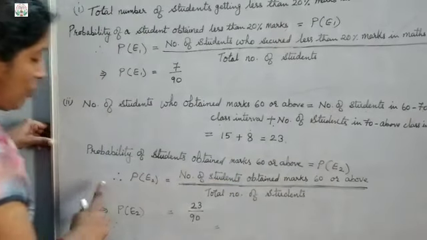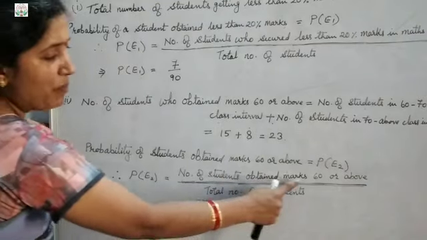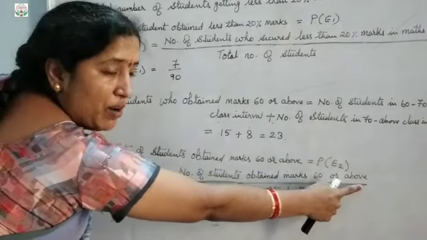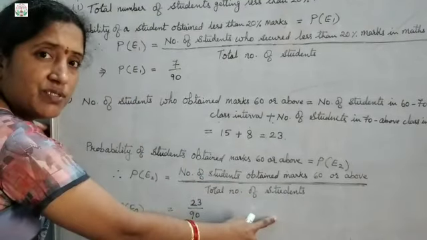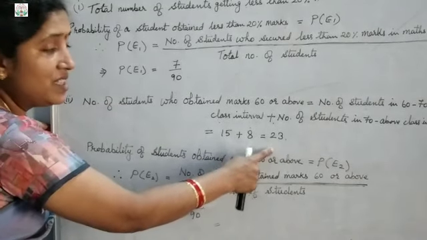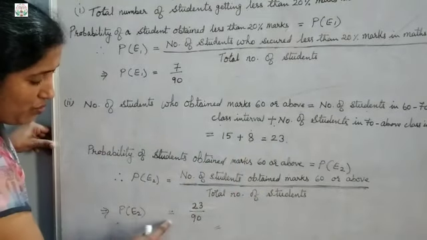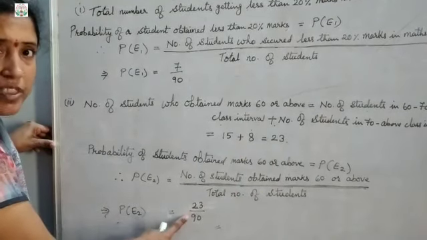Therefore P of E2 equals the number of students who obtained marks 60 or above upon the total number of students. We have seen that the number of children who got 60 and above is 23. So P of E2 equals 23 upon 90.